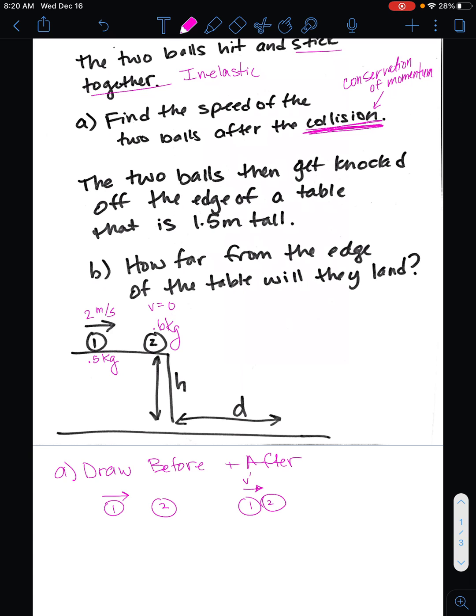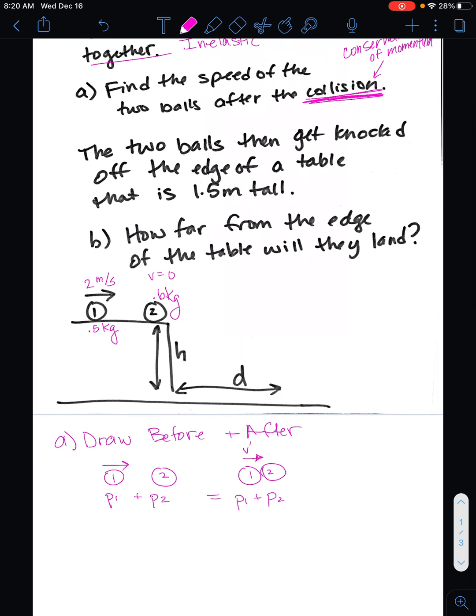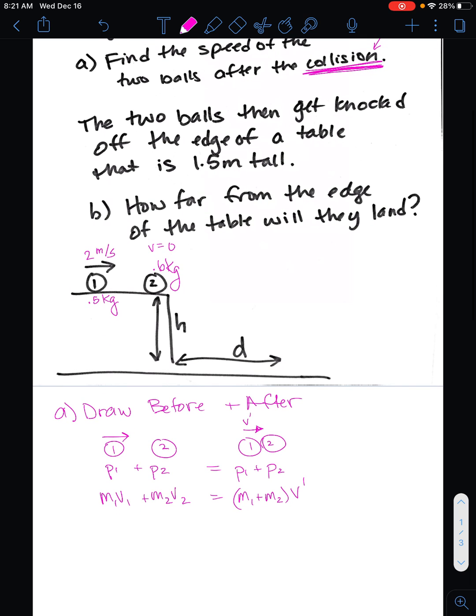When I'm doing this, I'm going to say that the total momentum of both objects added together before they collide is equal to the total momentum of both objects added together after they collide. To solve for momentum, I'm going to use mass times velocity. So this would be m1 v1 plus m2 v2. But because the two objects are moving together as one here, I'm going to add their masses together and say that this total big object moving at this new speed is all one object with one momentum.